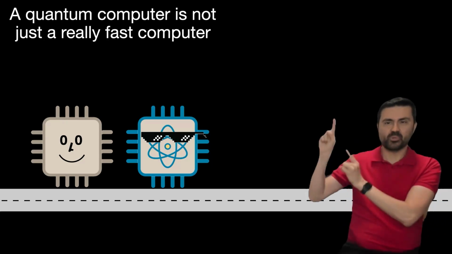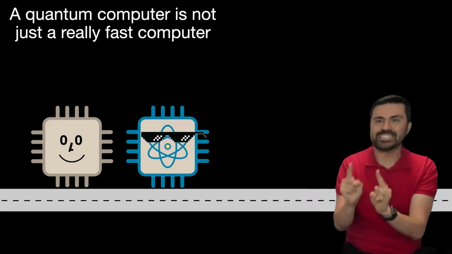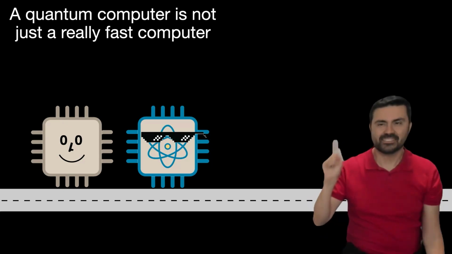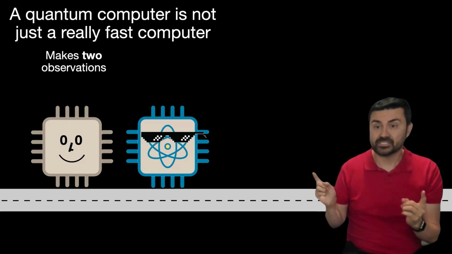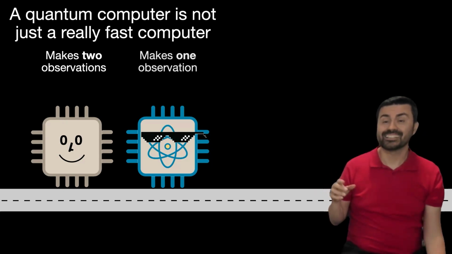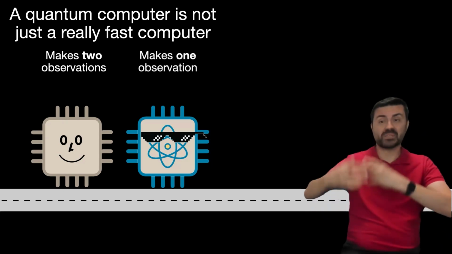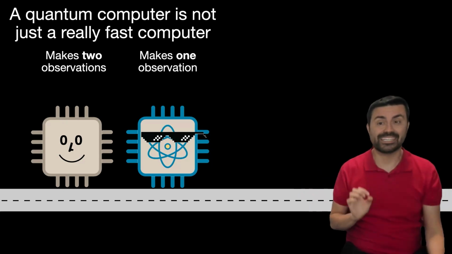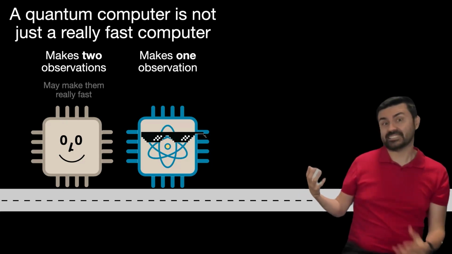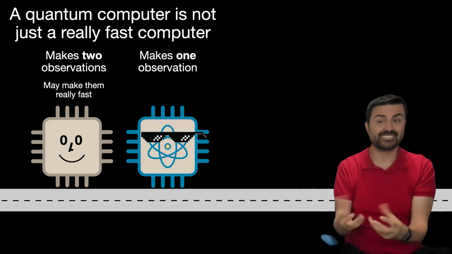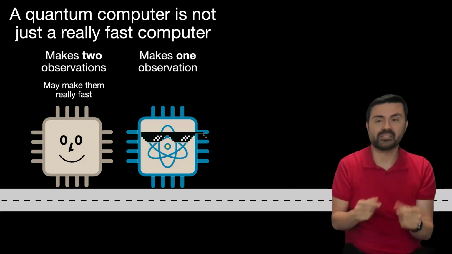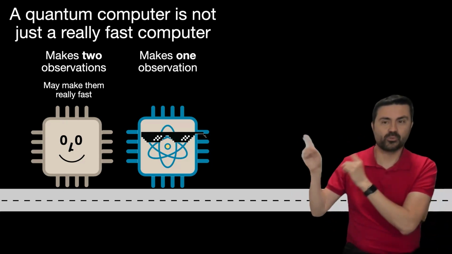A quantum computer is not a really fast classical computer, because the classical computer, no matter what, needs to make the 2 observations, whereas the quantum computer can make one observation because it can manipulate the things without looking at them. Now, we have very fast classical computers that make those 2 observations really, really fast, so it looks like it did it in a heartbeat, but it always has to do the 2 observations.